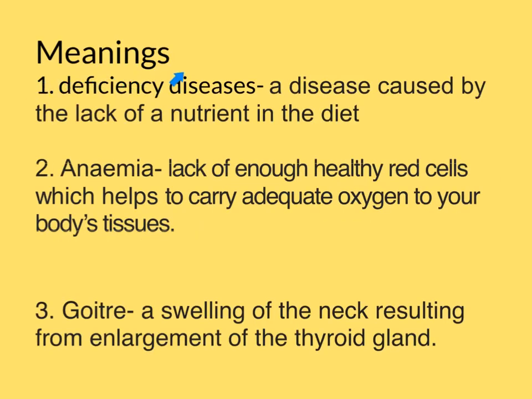Let us understand the meanings of a few words before we begin. Deficiency disease is a disease caused by the lack of a nutrient in the diet. Anemia. Anemia is a disease caused due to lack of enough healthy red cells, which help to carry adequate oxygen to your body's tissues. Goiter. Goiter is a swelling of the neck resulting from enlargement of the thyroid gland. Now, goiter is also a deficiency disease.